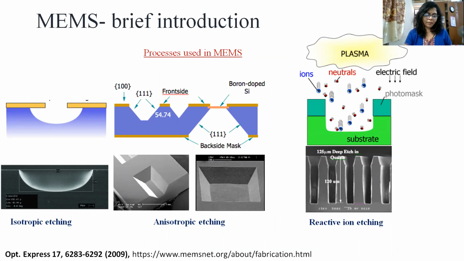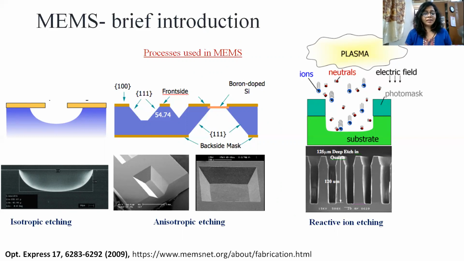Even the materials for MEMS are quite large in number, including semiconductor, metal, alloy, polymer, composite, oxide, nitride. I will be talking about a selected section of materials which are commonly used in MEMS. Before starting with materials, I would like to introduce a few processes that are commonly used in MEMS processing.